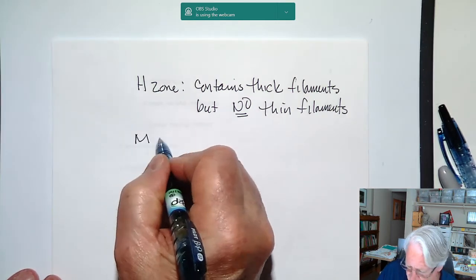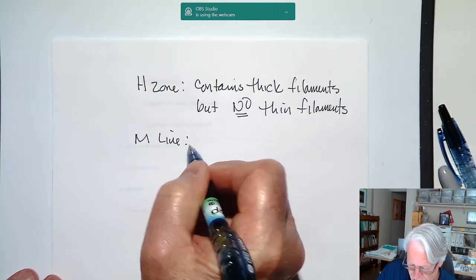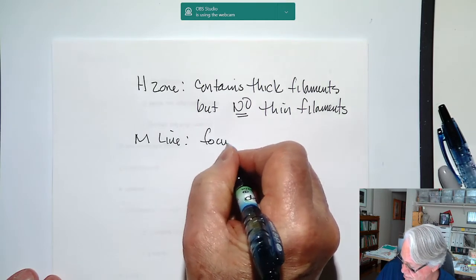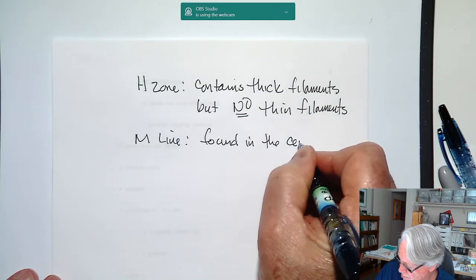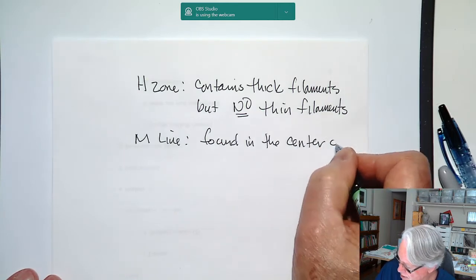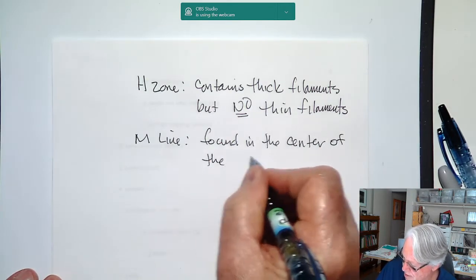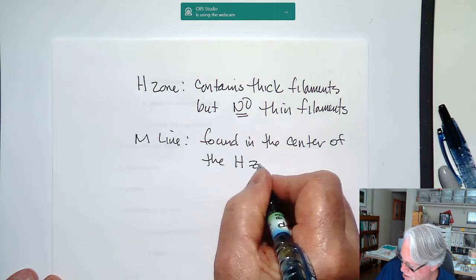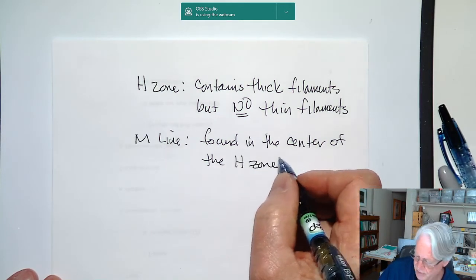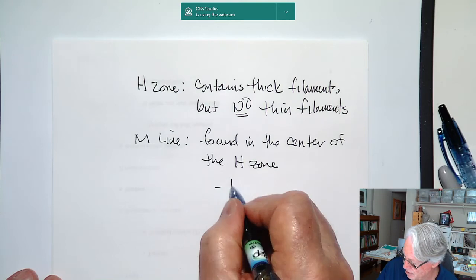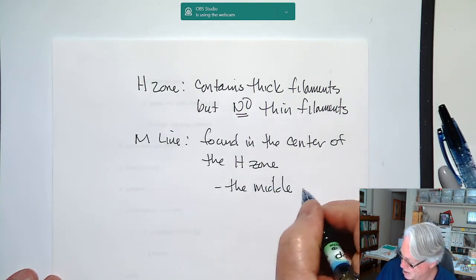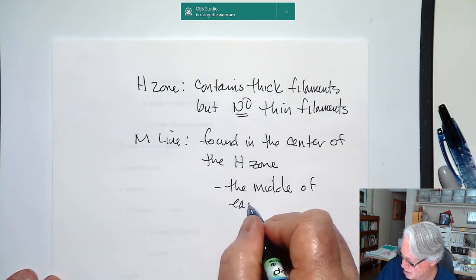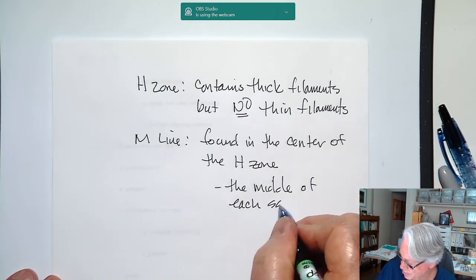The M line is found in the center of the H zone. That is to say, the middle of each sarcomere.